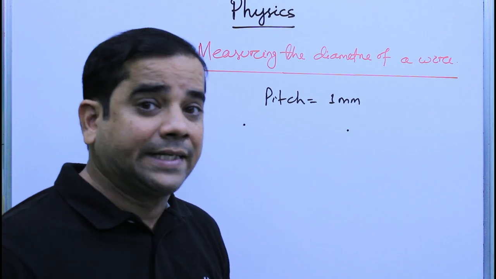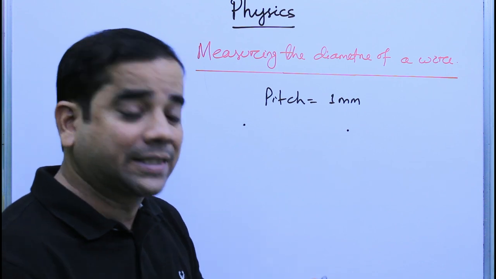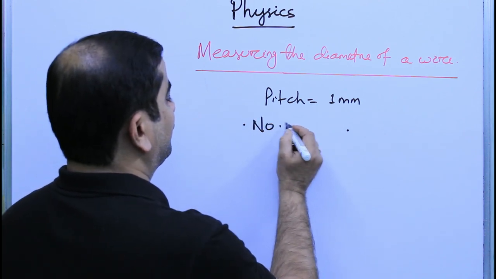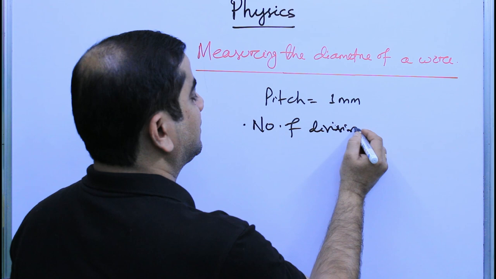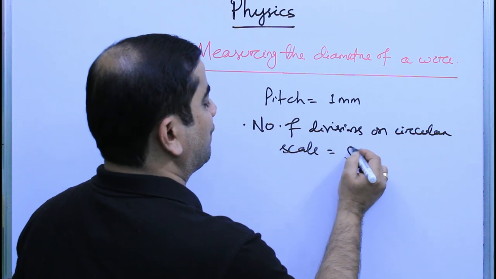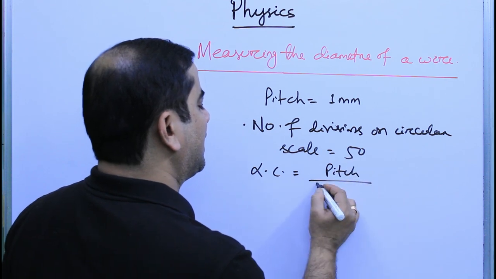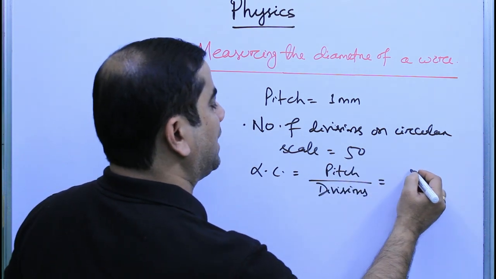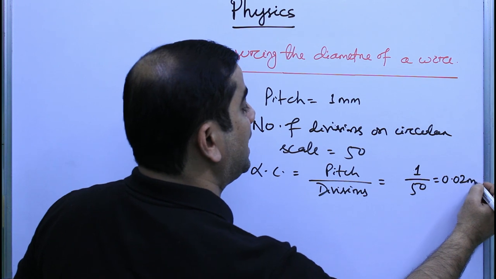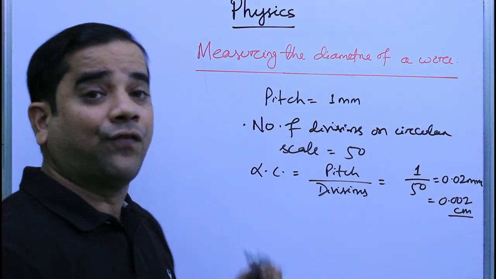Now, what we need to do next? We need to find out the least count. So, I need to check how many divisions are there on the circular scale. In this screw gauge, I have 50 divisions. Number of divisions on the circular scale is equal to 50. So, what is the least count then? Pitch divided by divisions. That will be equal to 1 by 50 or 0.02 millimeter, or I can write 0.002 centimeter. So, this is the least count for this screw gauge.